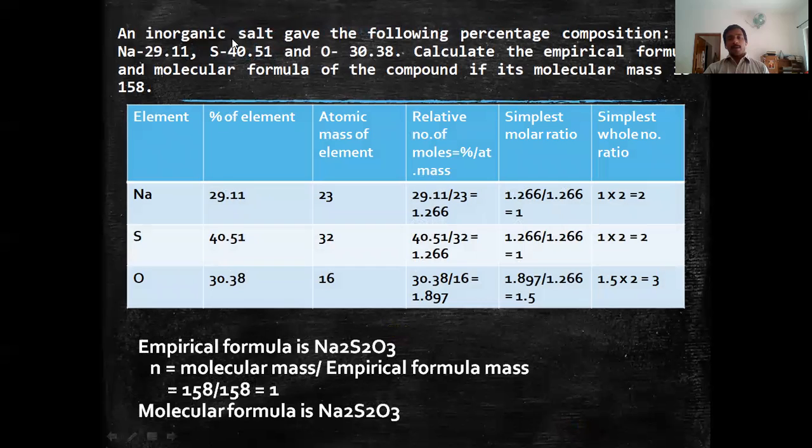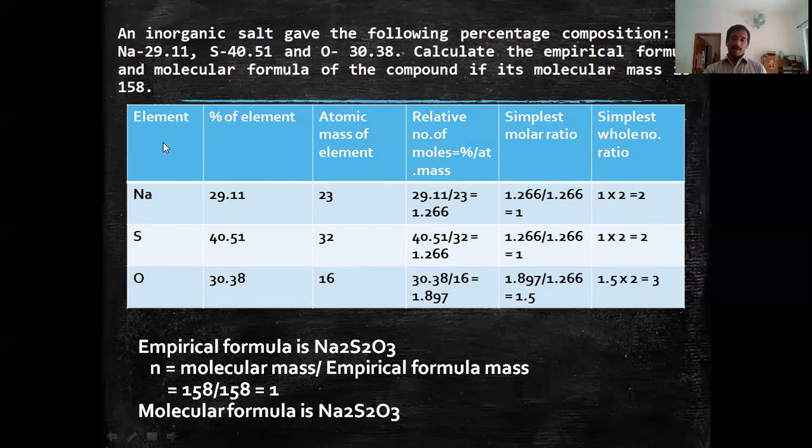Okay, now a problem to find the molecular formula. An inorganic salt gave the following percentage composition: sodium 29.11, sulfur 40.51, and oxygen 30.38. Calculate the empirical formula and molecular formula of the compound if its molecular mass is 158. In order to solve this problem, it is better to use such a table. If you use such a table, it will be very easy for you to solve this problem.